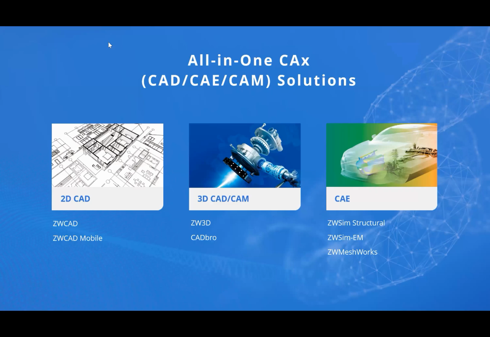So what is all-in-one CAD solutions? It contains 2D CAD, 3D CAD, CAE, and CAM, from design to manufacturing. We aim to provide an infrastructure that can satisfy all the needs of our customers in the industrial design process.